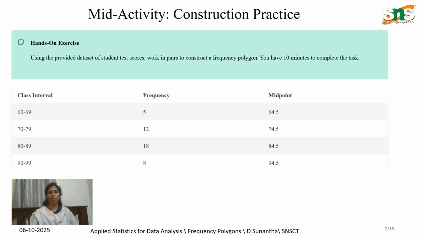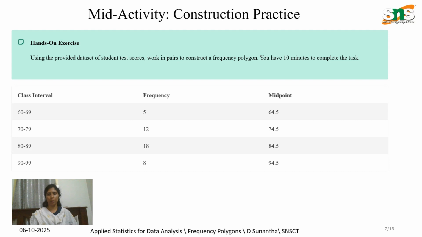So here we are using the data set of a student's test scores to construct a frequency polygon. Here the intervals are 60 to 69, 70 to 79, 80 to 89, 90 to 99. The frequencies are 5 for 60 to 69, next 12 for 70 to 79, 18 for 80 to 89, and 8 for 90 to 99.